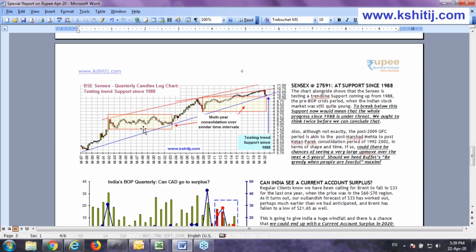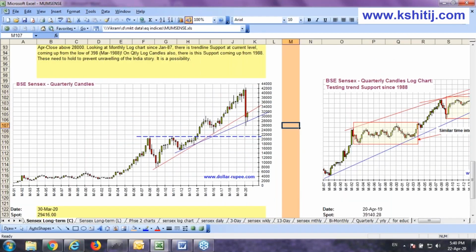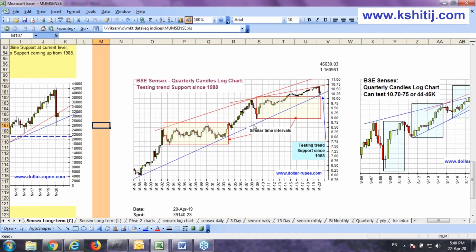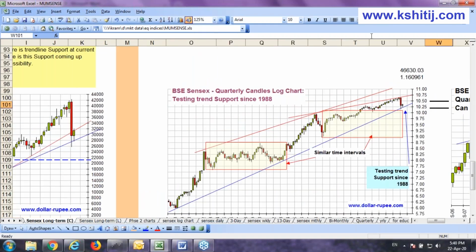So here we had said that there was a multi-year consolidation, and there was again this blue support trend line, testing trend support since 1988. So I'll share the current position from there. This is the same chart with current prices. If you can see, I will make this a little bigger for you. You can see that this candle, which is a quarterly candle, has bounced up a little bit.